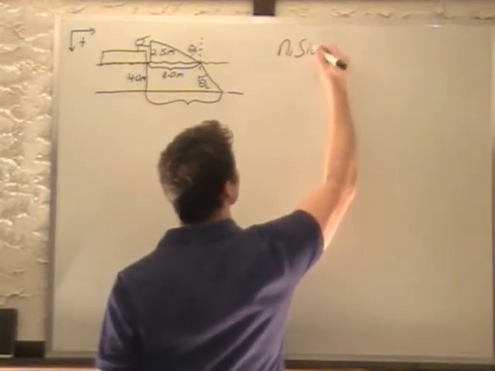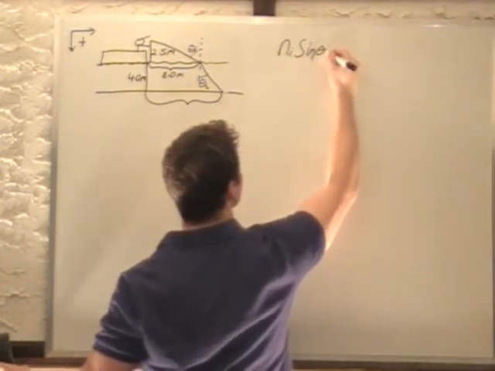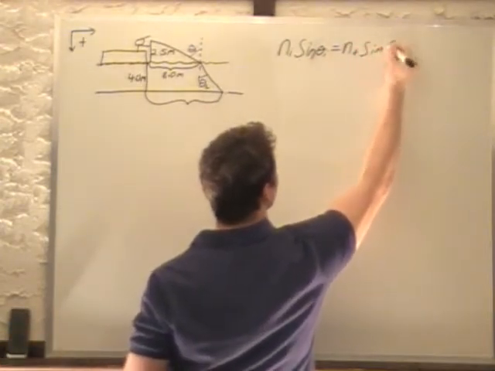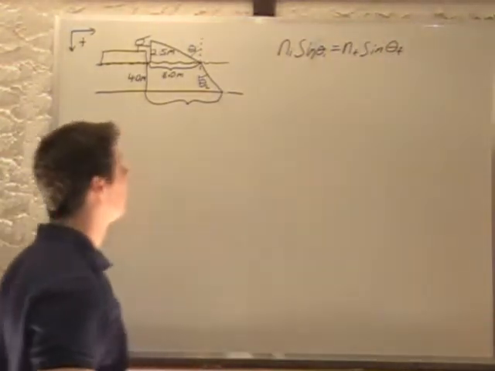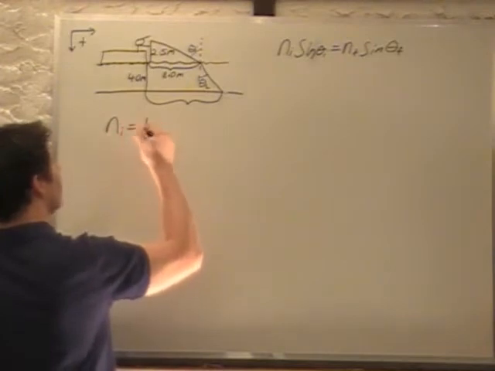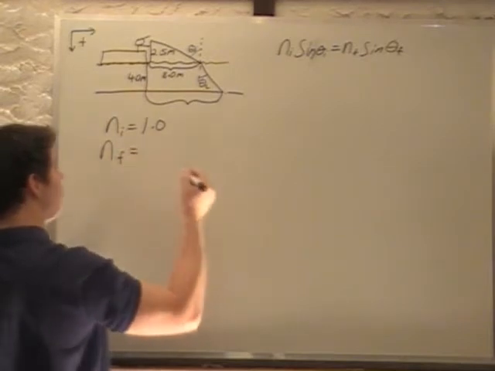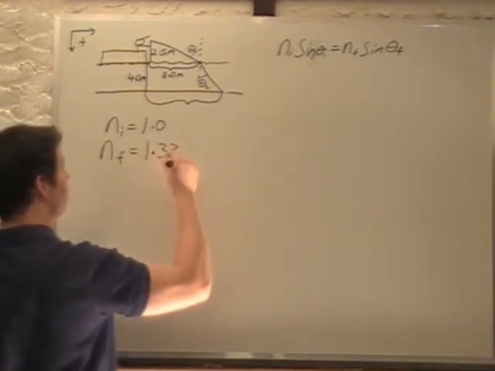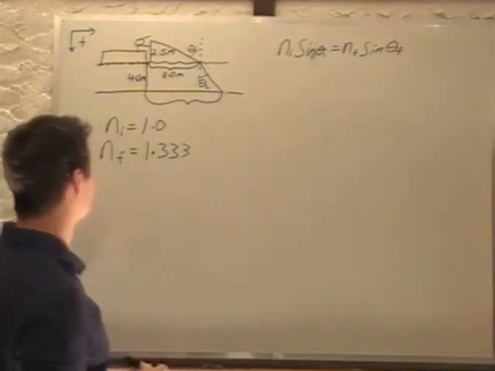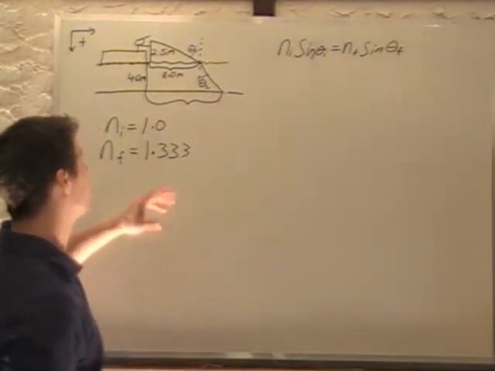Okay, so we're going to have to use Snell's law. N initial sine theta initial equals N final sine theta final. Okay, initial index of refraction is 1 because that's in air. Final index of refraction is the index of refraction of water, which is 1.333. Okay, now we just need to figure out what our angles are. This is basically a trig problem with a little bit of physics. We just need to figure out what our angles are.